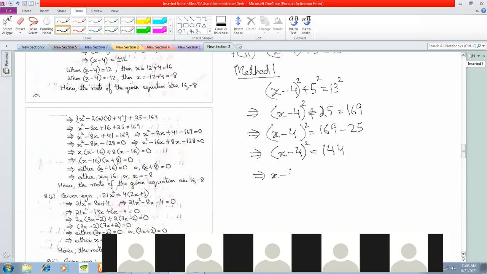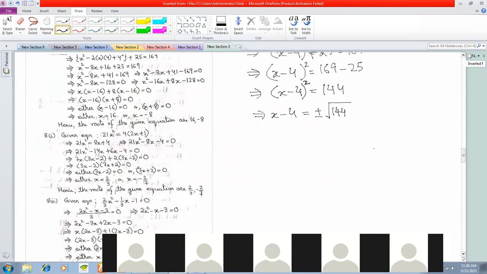That means (x minus 4) whole square is equal to 144. That means x minus 4 must be equal to plus or minus square root 144. That means x minus 4 must be equal to plus or minus 12. Now you have got two signs here on the right hand side. So you consider each sign first, taking positive sign. We get x minus 4 is equal to plus 12. That means now you solve this to get x is equal to 12 plus 4, 16.